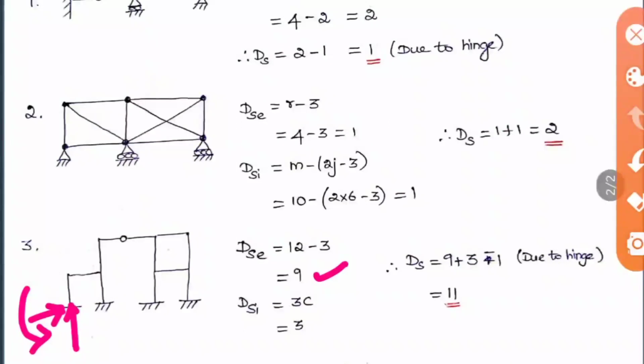Okay, so as I told you, in rigid supported and rigid jointed frames, the closed loops are calculated for the internal determinacy. So here only one closed loop is there. So 3 into 1 will give you 3 only. So 9 plus 3 will give you 12. So this is your degree of static indeterminacy. But a hinge is there, where the hinge is connecting two joints like this. So it is 2 minus 1, 1 only should be subtracted from the DS value. So 12 minus 1, you will be getting 11 as the value here.